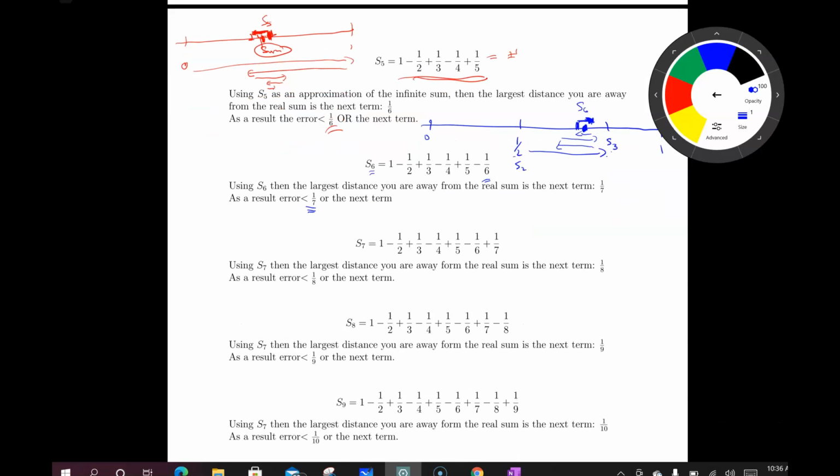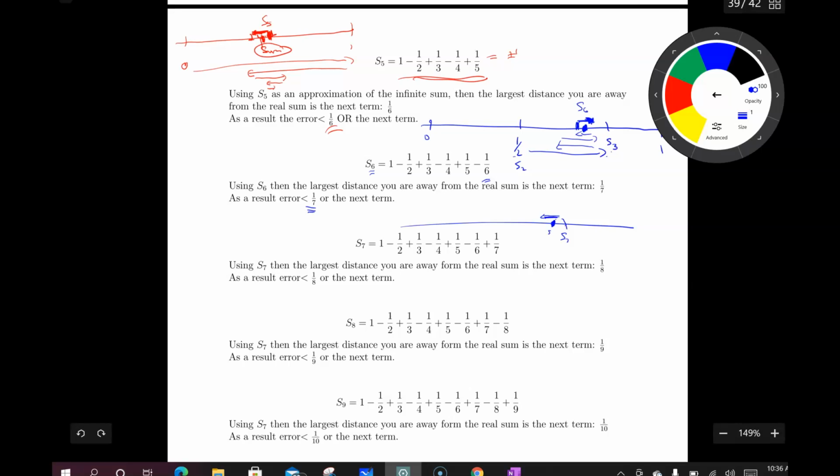So I don't know if I need to keep going through all of these. So if I use S sub 7, so here's S sub 7, the sum right here, then the next thing I would do would be subtract off 1/8, which would be this direction. The real sum would be somewhere in here.